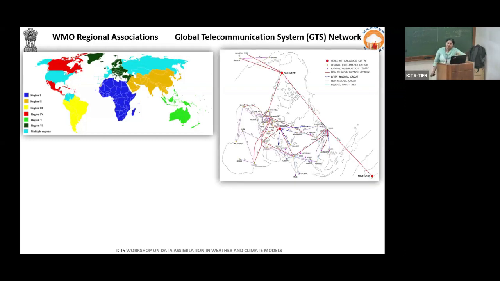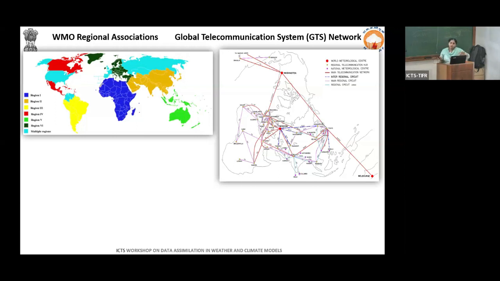And how do we get the data? We were talking about the GTS, the Global Telecommunication System. This is the Global Telecommunication System. You can see that India is here, and there are the World Meteorological Centers. Three main centers are there: one at Washington, then Moscow and Melbourne. These are the main three centers, and we have another regional telecommunication hub also.